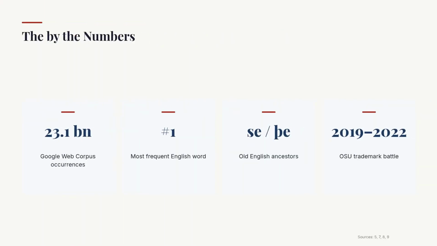4 statistics that, together, tell the story of "the." 23.1 billion, the raw count from Google's trillion-word corpus, placing it firmly at number 1, ahead of "and," "to," and every other word. Its ancestors remind us that this word has been doing its job for well over 1,000 years. And then the final figure, 2019 to 2022, the 3-year period during which The Ohio State University fought to claim this ancient, ubiquitous word as its own commercial property. These 4 numbers span linguistics, history, and law.